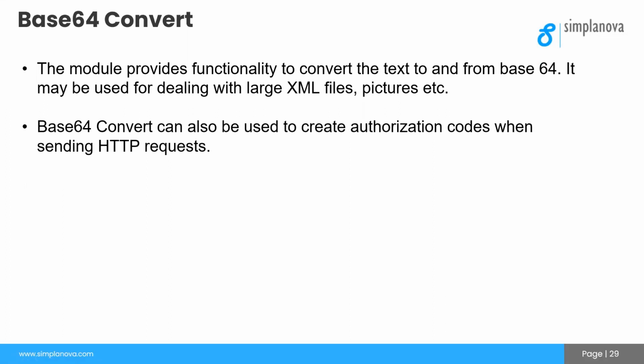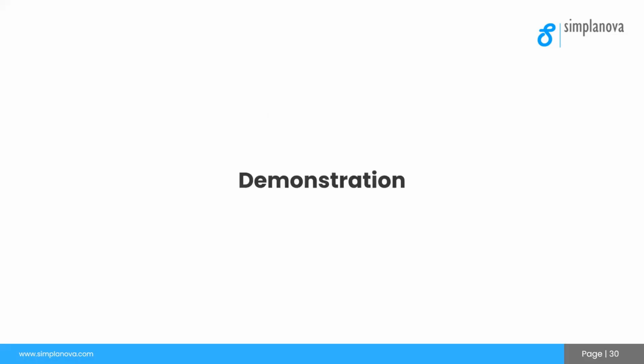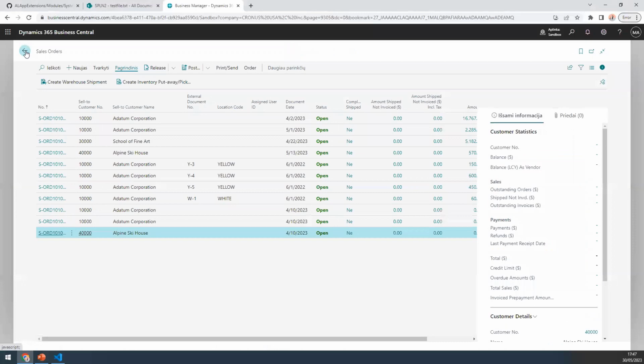Now, base64 convert is a rather simple one. I won't be delving too deep into this one, and cryptography as well. What it is used basically for is converting text to a base64 format so that you may store large XML documents or pictures and stuff and save a bit of space. Or you can also use it to create authorization codes when sending HTTP requests. So let's just have a quick look on how it works.